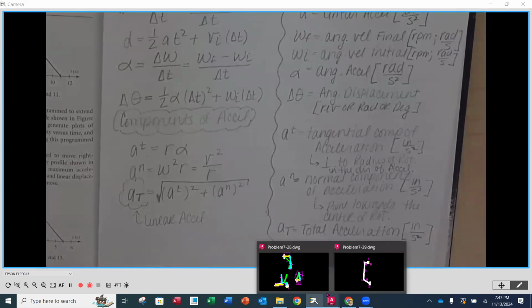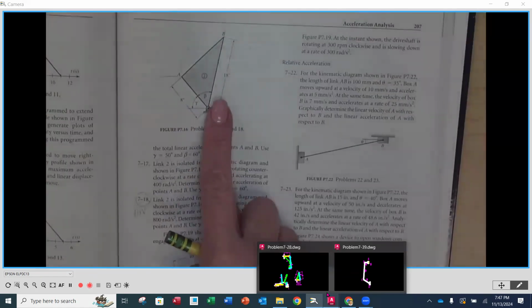Now, once you get the magnitude, you also have to know direction. So that's why you're going to have to draw this link out so you can show the angle or the direction that it's at, okay? Questions on those two? Right.